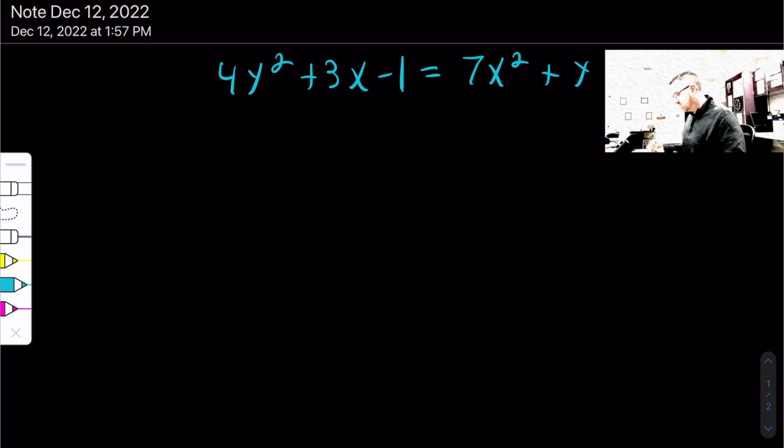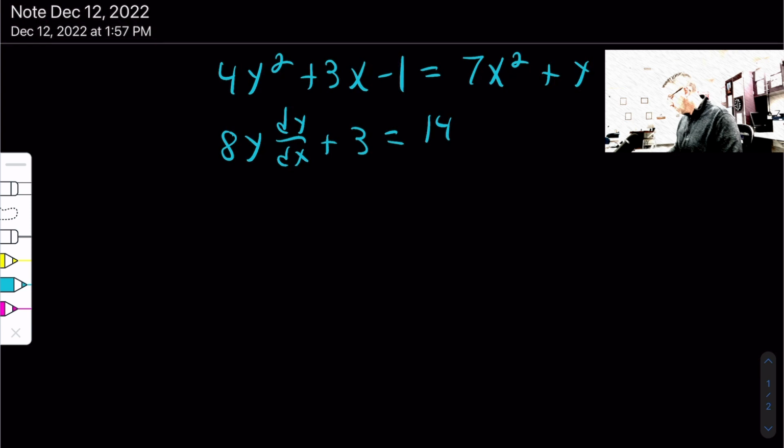Hopefully that helps. So let's work through this example. It's not a super long one. Here we go. So the derivative of 4y squared is 8y dy dx. The derivative of 3x is 3. The derivative of negative 1 is 0. The derivative of 7x squared is 14x. Again, I don't need to put dx over dx. It just cancels out anyway. And the derivative of y with respect to x is dy dx.